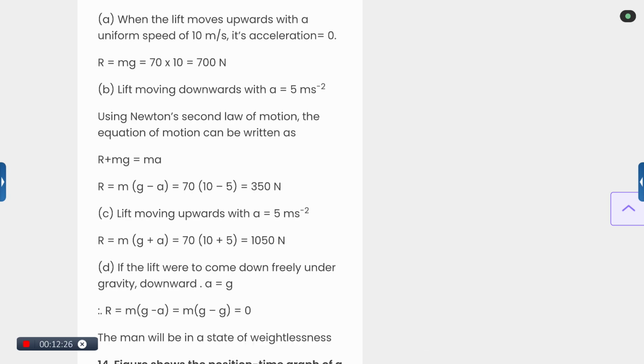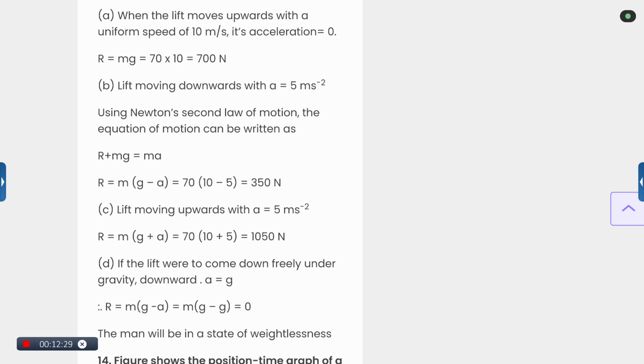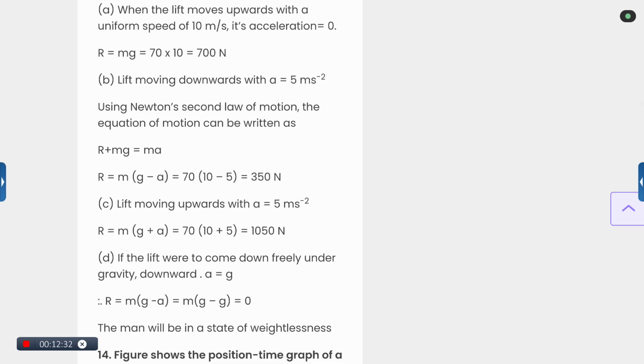What is actually apparent weight? Weight is equal to R. R is equal to M into G plus A, when it is moving up, and G minus A when it is moving down. Here, acceleration is 0. So what is the apparent weight? It's only mg. No acceleration. So that is why mg. You understood what I'm saying. All of it is simple.